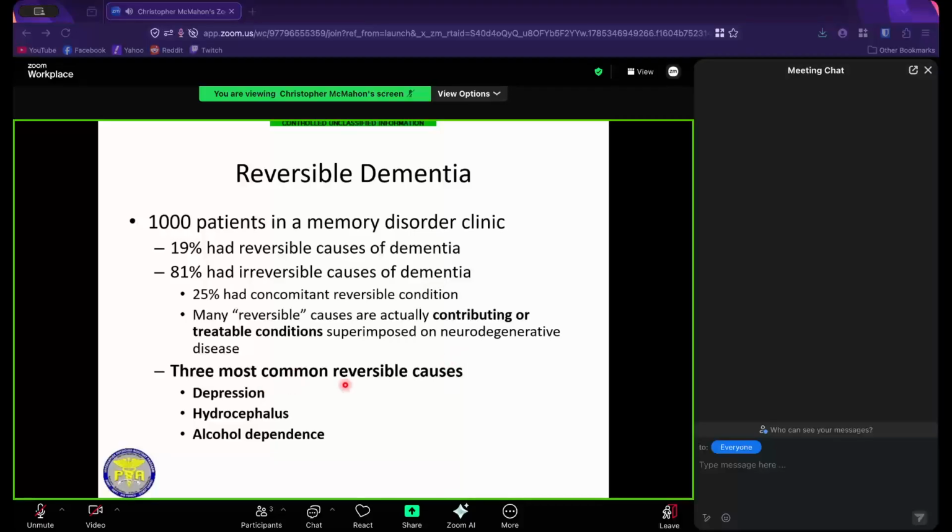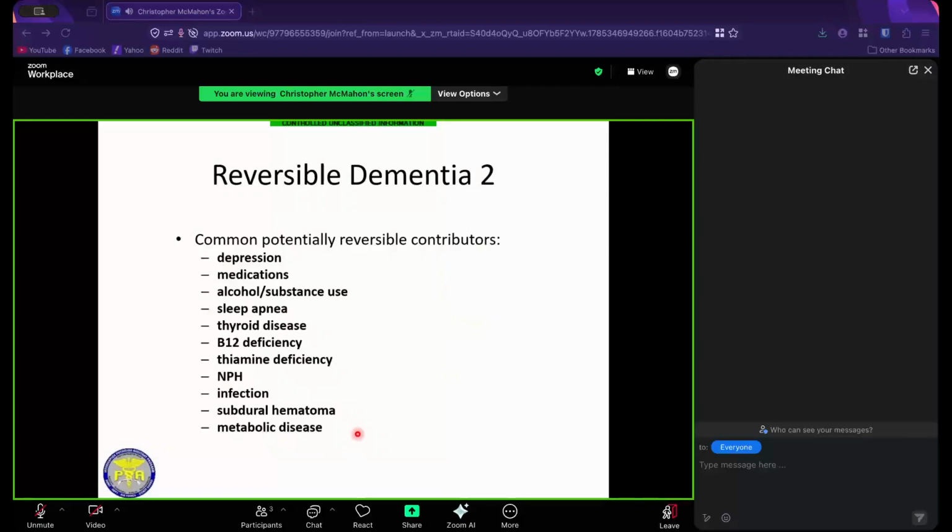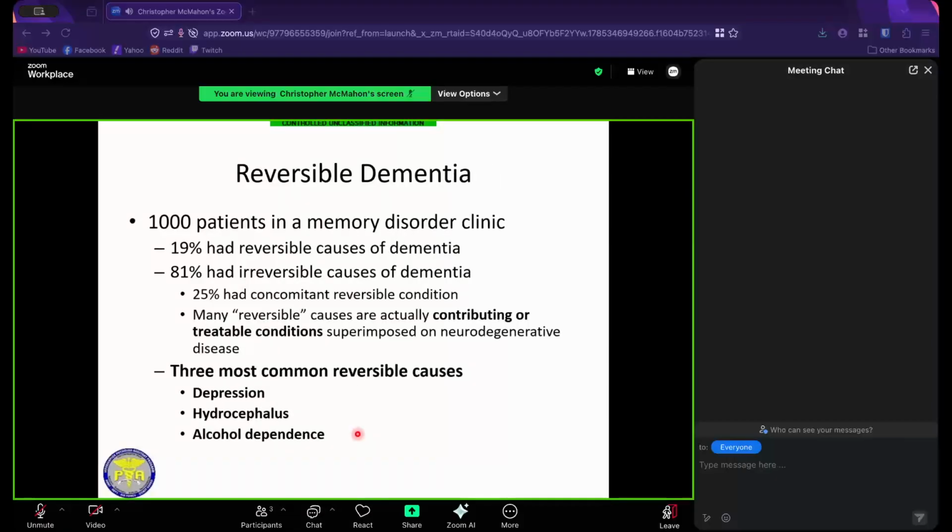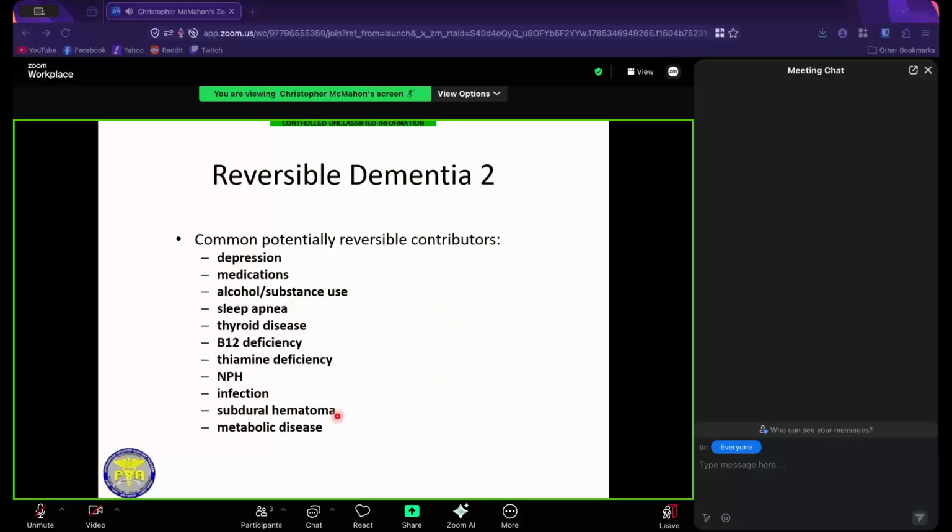The three most common causes that we can reverse are depression, normal pressure hydrocephalus, that we introduced a while ago but didn't really know what to do with yet, and alcohol dependence. And then there's a longer list of those, but stick to these three. Testable-wise, I'm going to clue into these ones. Don't worry about the whole long list here. Just know there's other ones that can contribute.